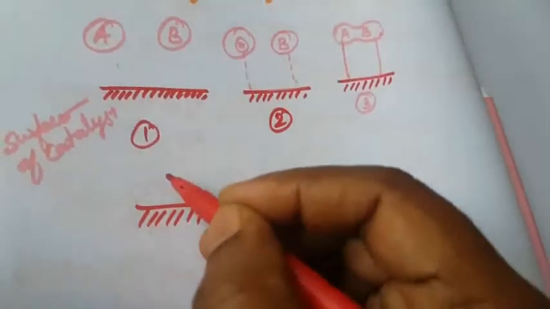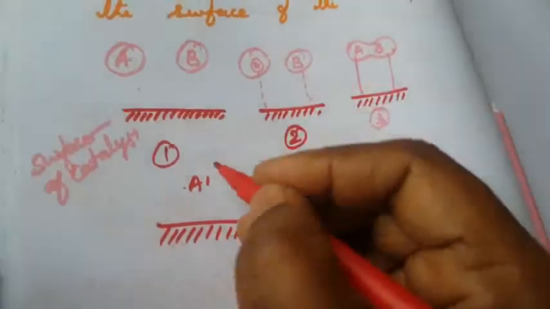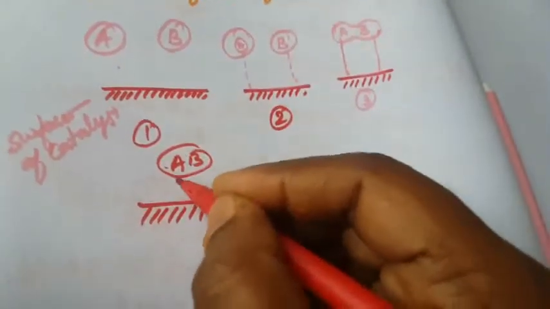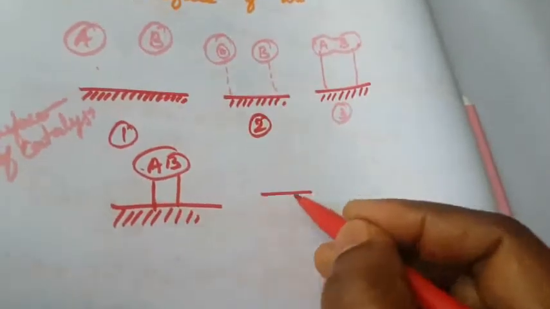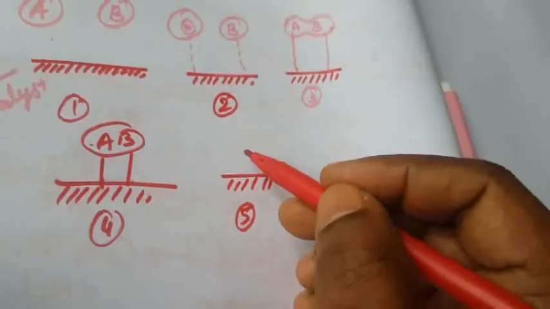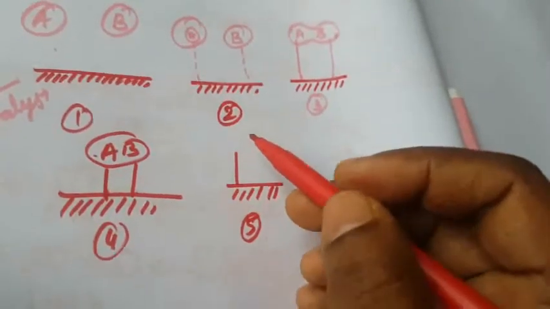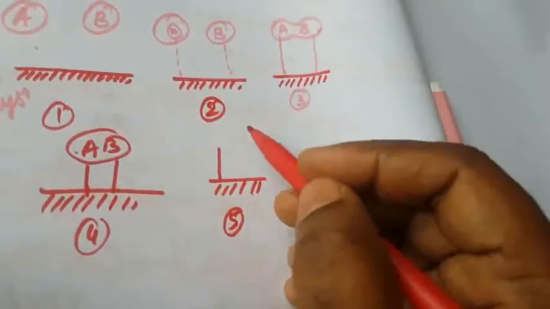What is the product? Here AB is the product. AB will be formed in that one. Finally, it is desorbed from the substance. So that is A plus B giving the product AB.